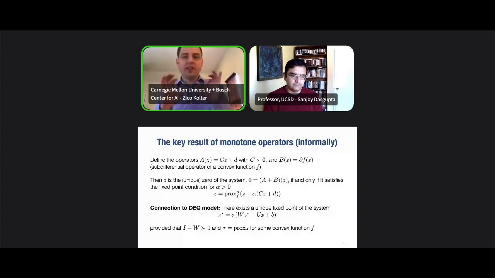Okay, so that's the connection to DEQs: what monotone operator theory tells us is that even if these functions are nonlinear, they essentially correspond to something like solving an optimization problem, even though W is not symmetric here. By the way, if W is not symmetric, I minus W being positive definite means that I minus W plus its transpose is positive definite. This gives us a sufficient condition: even though the system is nonlinear, this will guarantee there is a unique fixed point to the system.